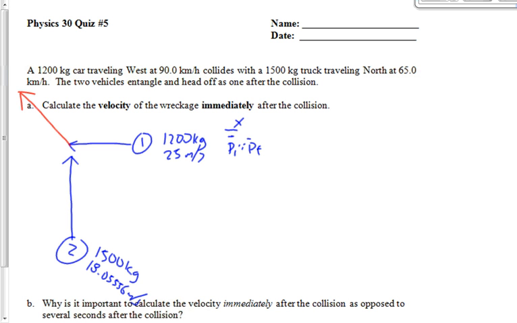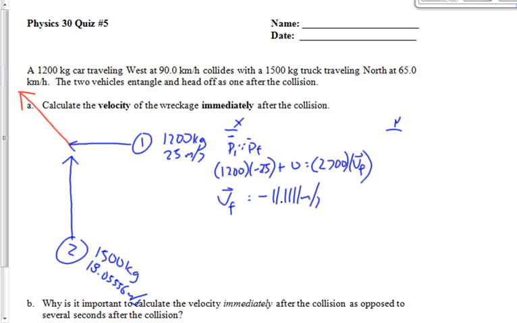m1 v1i plus m2 v2i. First one we have is 1,200 times negative 25 plus 0. 0 because the second one is only on the y-axis, and we're analyzing only the x-axis here. That's equal to the total mass of 2,700 kilograms times Vf. Let's solve for the value of Vf there. 1,200 times negative 25 divided by 2,700. What does that give me? Thank you, Brendan.